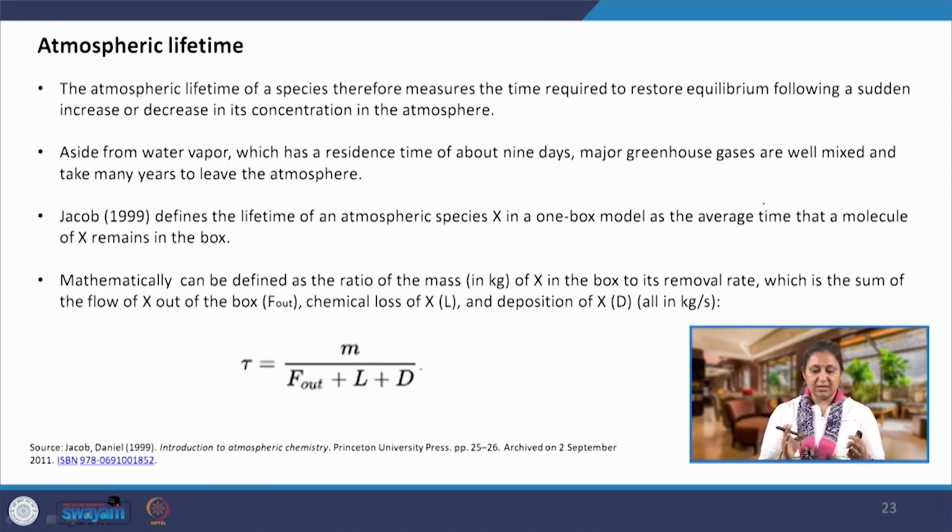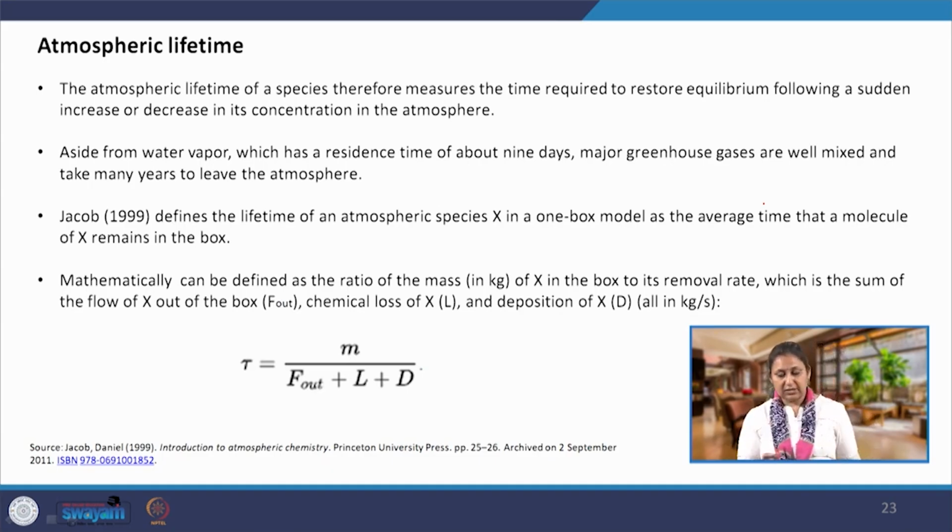Atmospheric lifetime is the time required to restore equilibrium following a sudden increase or decrease in its concentration in the atmosphere. So, if there is a release of a certain gas, suddenly there has been a release of a certain component in the atmosphere, how much time will be required to bring it back to the equilibrium, the actual concentration that is supposed to be, is its atmospheric lifetime.